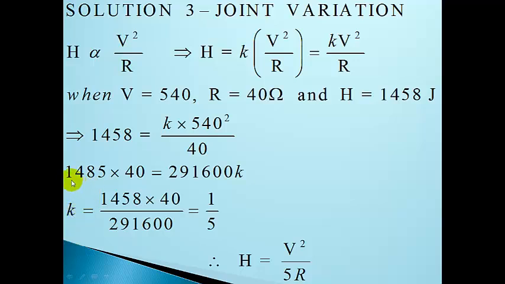When we divide the left hand side by 291600, we have 1458 times 40 divided by 291600, and this is equal to 1/5. That means that the constant of proportionality K is equal to 1/5. So from H equals KV square over R, now we've gotten K to be 1/5. So by substitution, we have H is equal to V square divided by 5R.